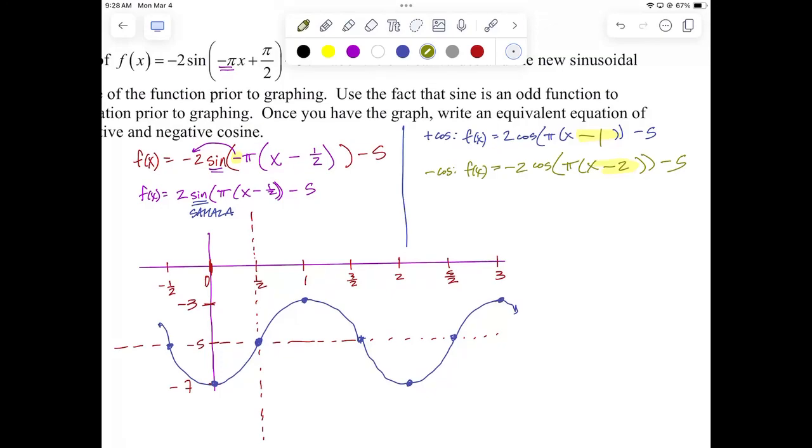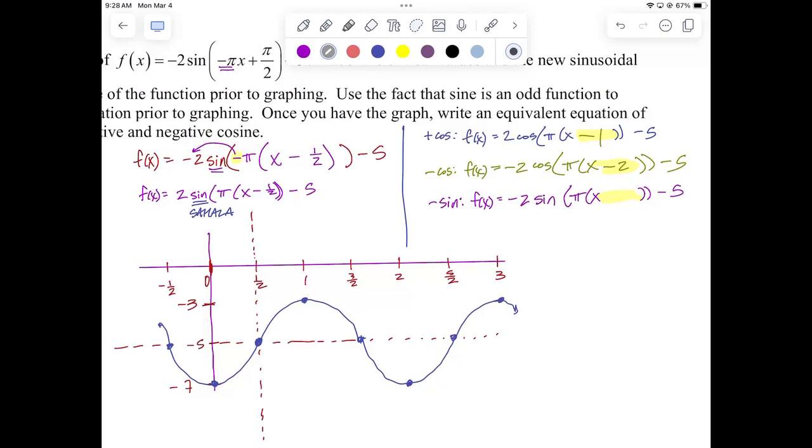Let's do one more. Let's do a negative sine. It's going to be f of x equals -2 sine pi x plus or minus something, minus 5. And for a negative sine, we have to look at 2 points for sine. Where do y'all see a negative sine on the graph?